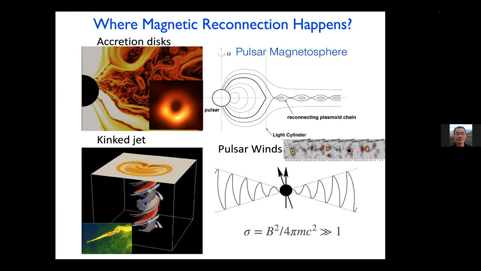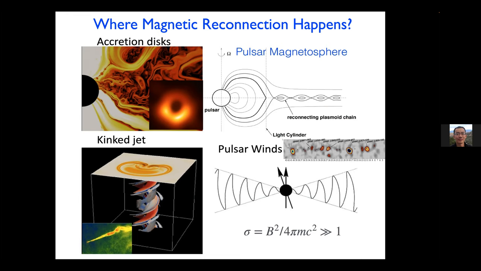On the right, the upper figure is from Dimitri's 2014 paper, showing that close to the polar magnetosphere, the current sheet can produce reconnection and especially a plasmoid chain. That's actually one of the mechanisms we are actively looking at to explain the non-thermal emission.